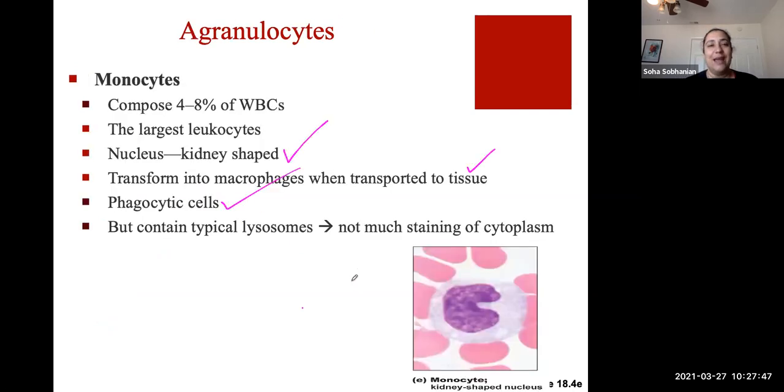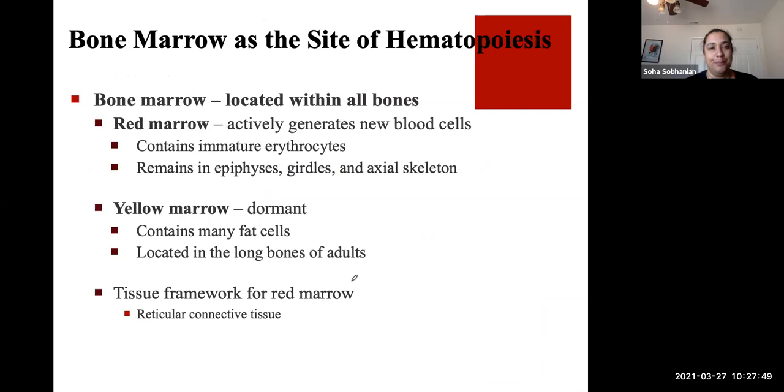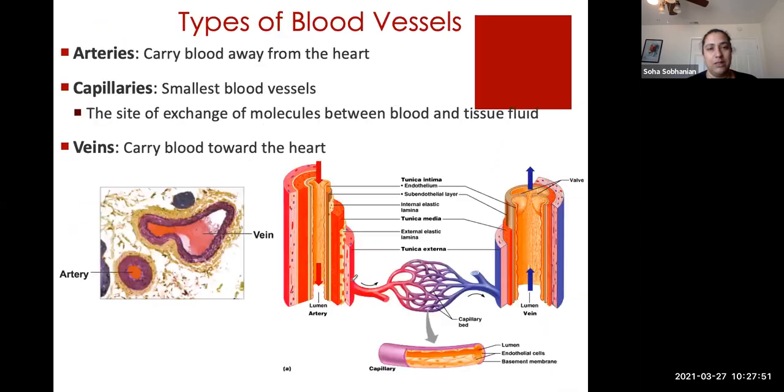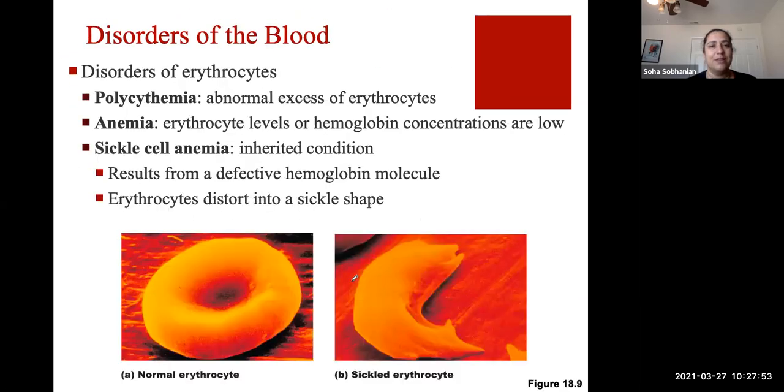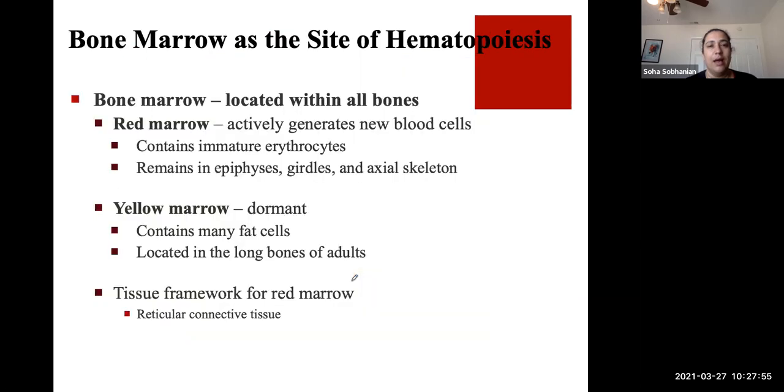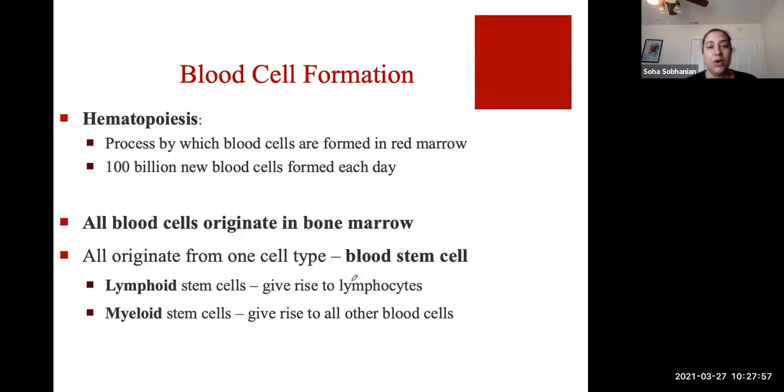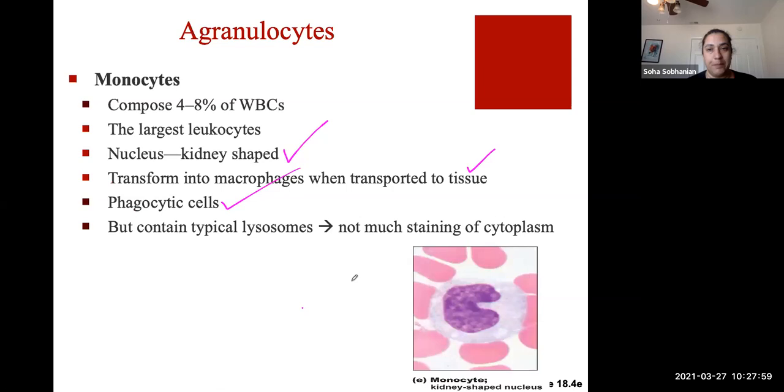So if you're looking at our platelets, which is something I'm missing, I guess. Sorry, one second, I just want to see this. Okay, I just keep going back and forth. Platelets, what did I say the function is? The function is blood clotting, right?